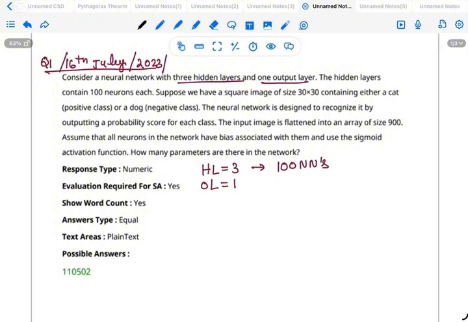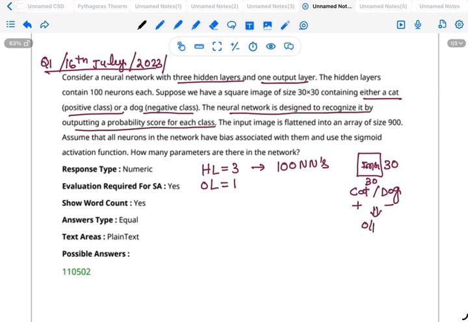Suppose we have a square image of size 30 cross 30 containing either a cat or a dog, that is, either a positive class or a negative class. So cat is the positive class, dog is the negative class. The neural network is designed to recognize it by outputting a probability score for each class, that is, an estimation of the probability of each class.